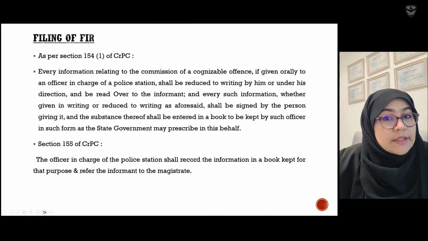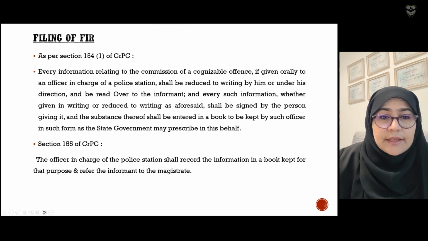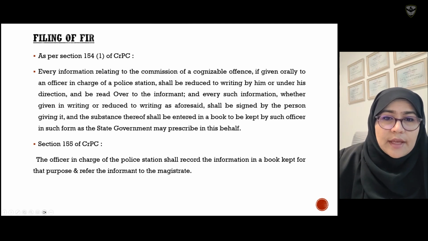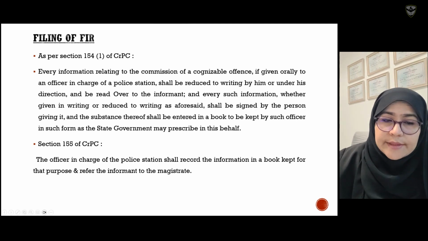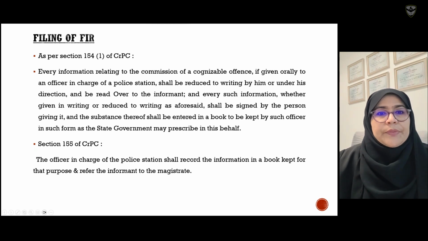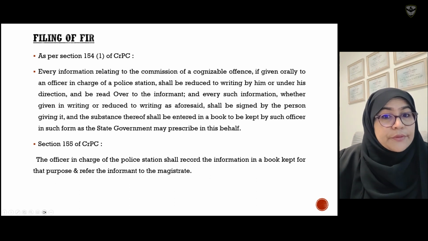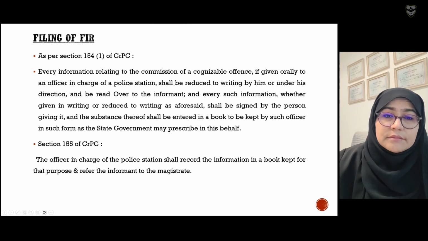If the offense is non-cognizable, then as per Section 155 of CrPC, the officer in charge of the police station shall record the information in a book kept for that purpose and refer the informant to the magistrate. A police officer shall not investigate a non-cognizable offense without the order of the magistrate. It's very, very important. But in the case of a cognizable offense, after the registration of the FIR, the police officer may commence the investigation by himself.